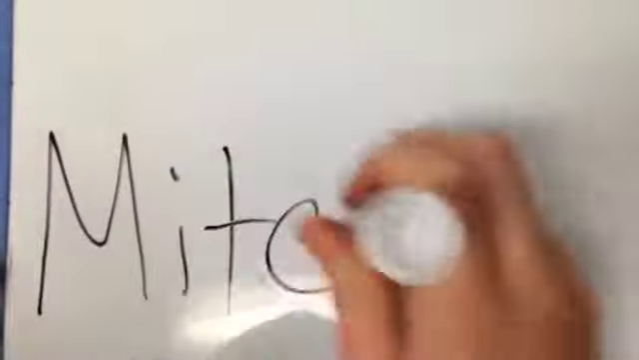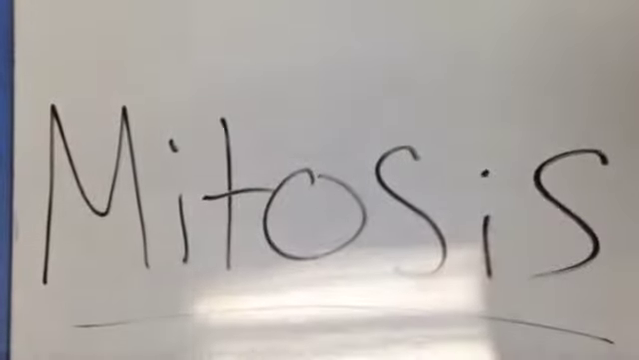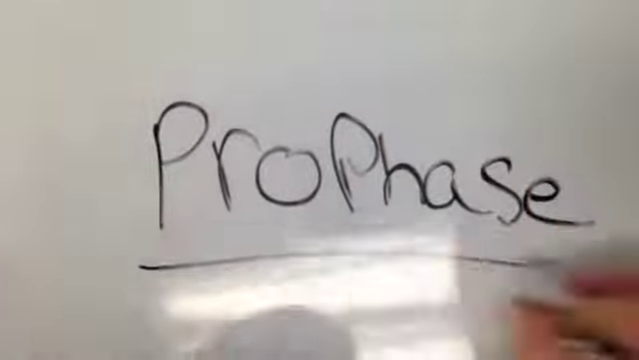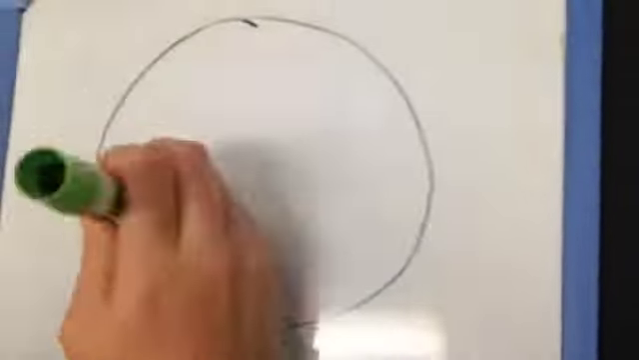Mitosis is the process by which a cell divides its nucleus and contents. There are 4 stages of mitosis. The first stage of mitosis is prophase. In prophase, the DNA condenses into chromosomes. The nuclear membrane breaks down, the centrioles move to the poles of the cells, and the spindle fibers form.